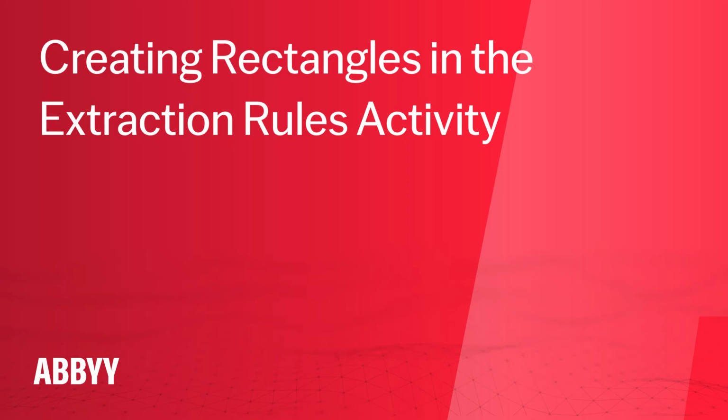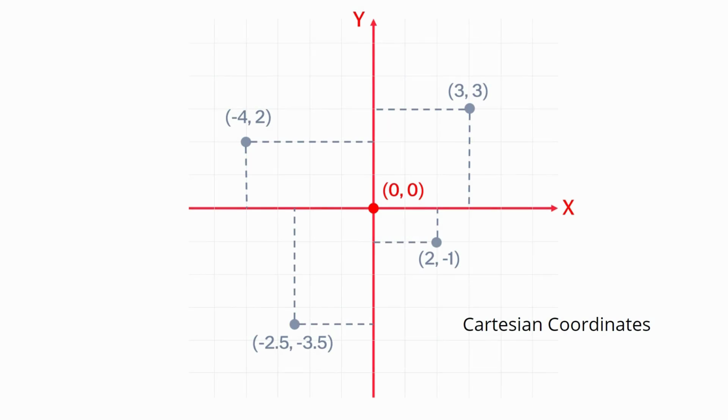Creating rectangles using extraction rules. When we work on creating data search algorithms in the extraction rules activity, we work with rectangles positioned within the Cartesian coordinate system. The Cartesian coordinate system is a mathematical framework for locating points in 2- or 3-dimensional space using numerical coordinates. The key difference between the extraction rules activity coordinate system and the traditional Cartesian coordinate system lies in the direction of the y-axis.